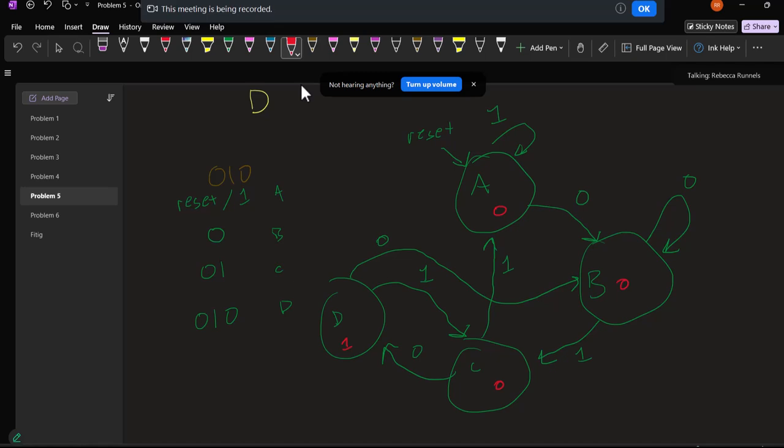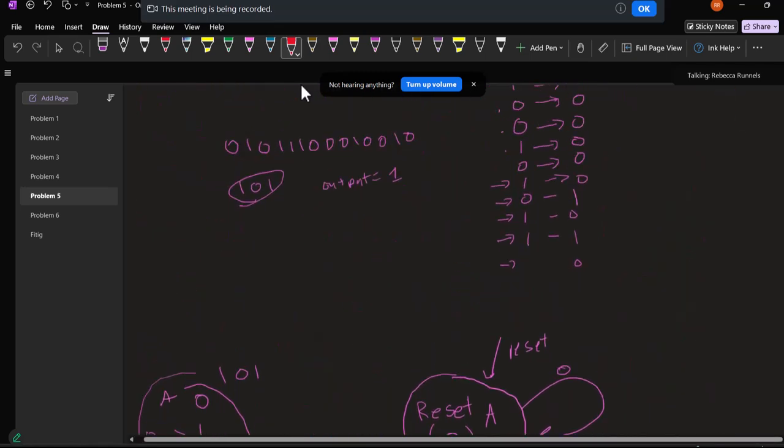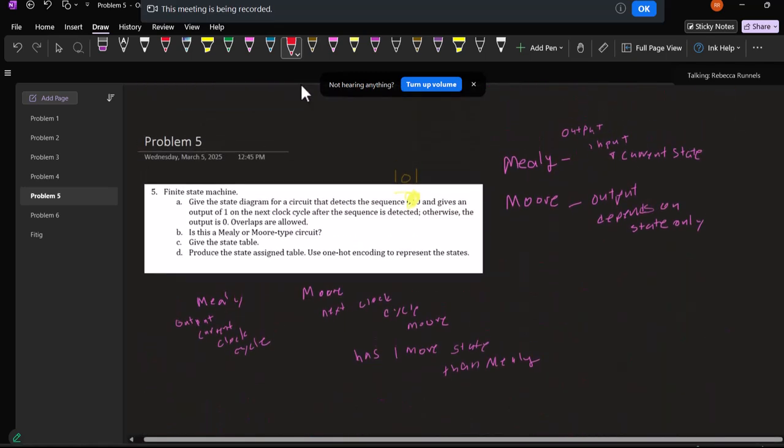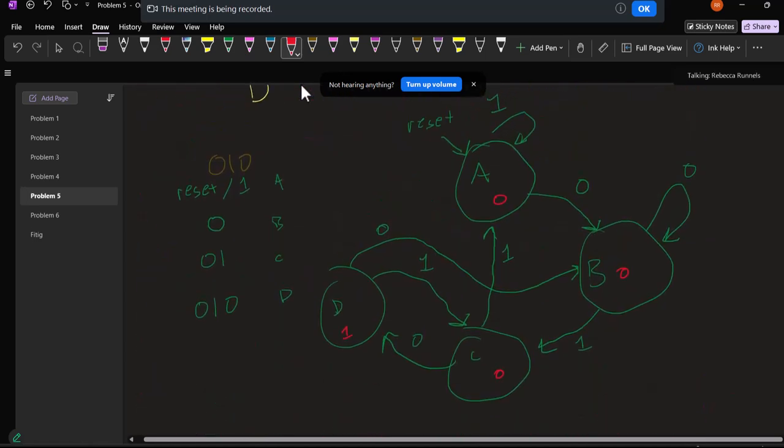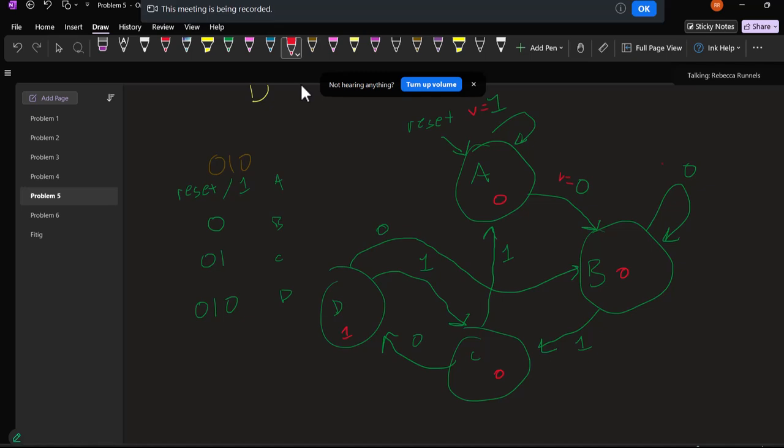And by the way, you can have more detail on these if you want to. If my input was V, I could write V equals 0 on each of these. And if I wanted to write my output, whatever it is, I could write that.